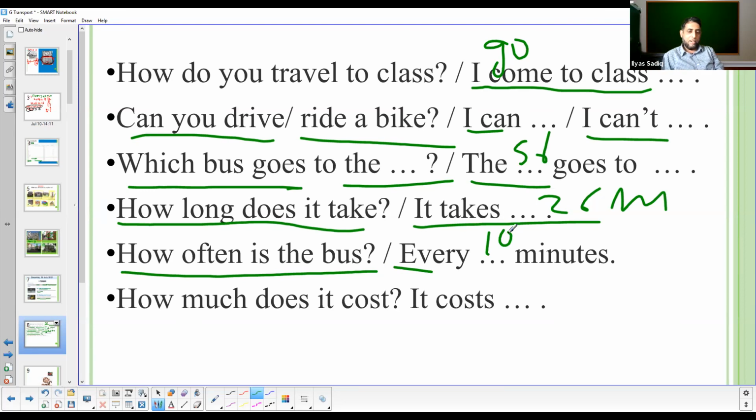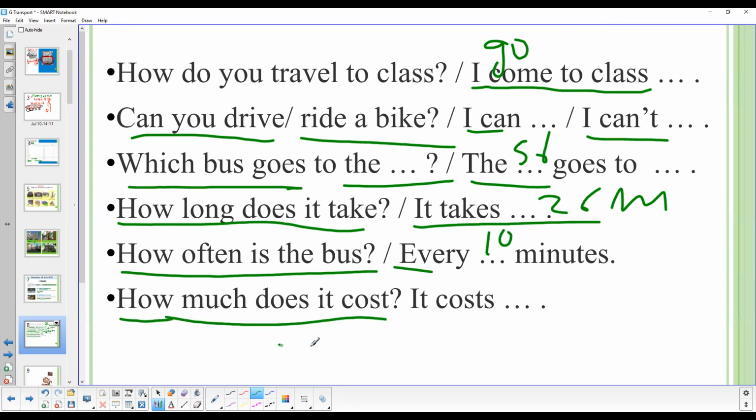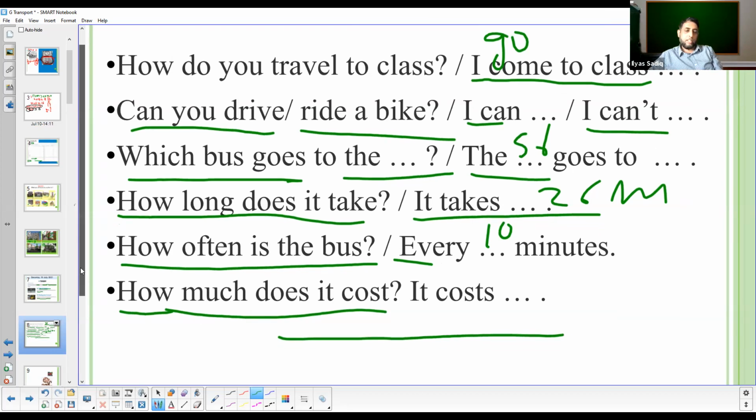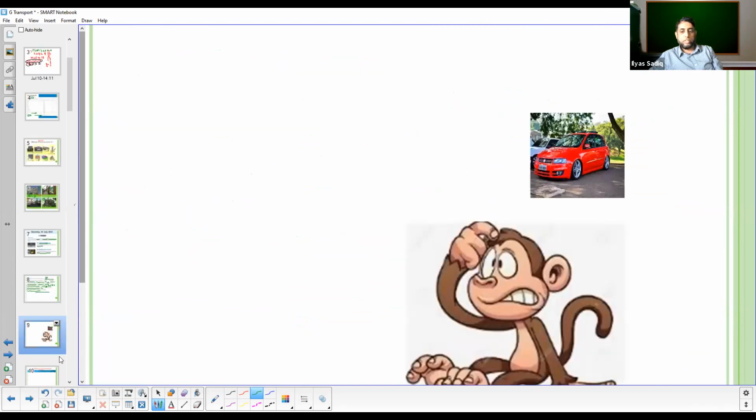So how much does it cost? It means you're asking how much. It costs £1, and so on. It's asking about the ticket. How much does it cost to London, for example? So this is what we're going to do. Don't worry if you don't have all the questions and answers about this, but this is what we're going to learn today.